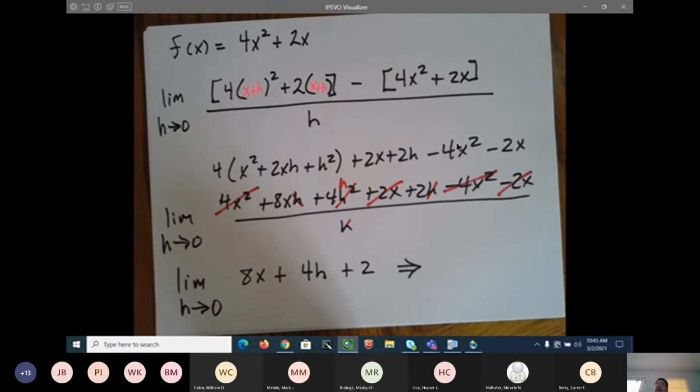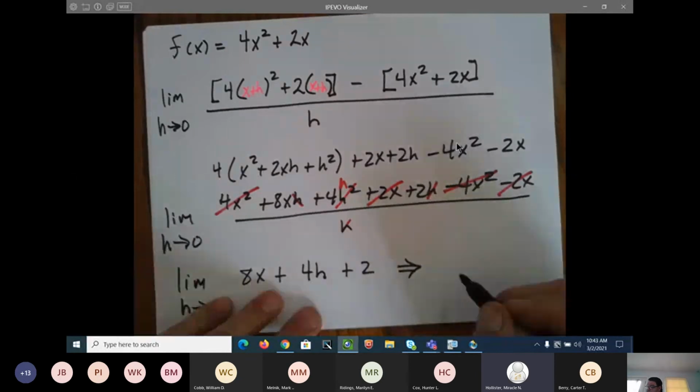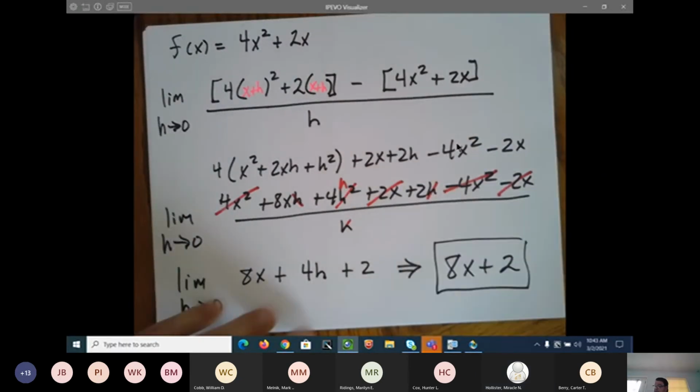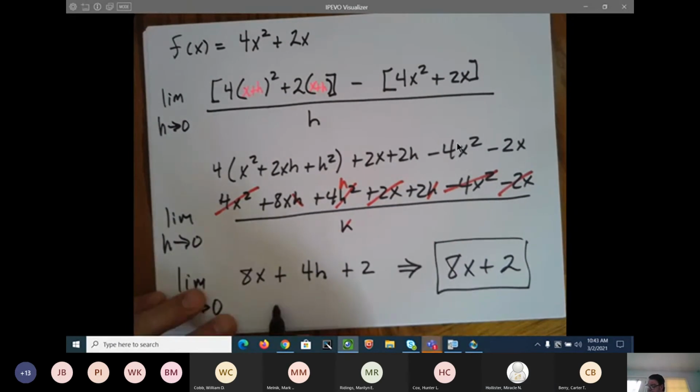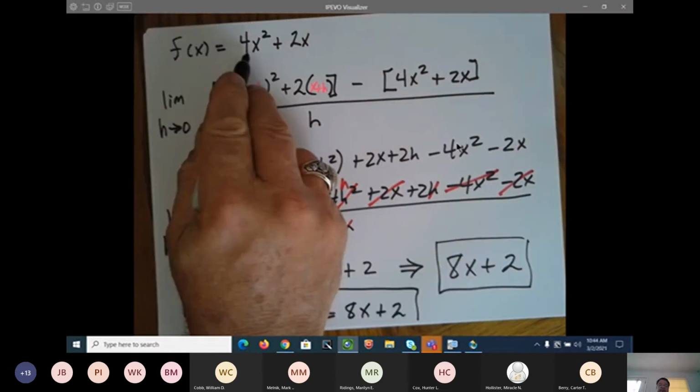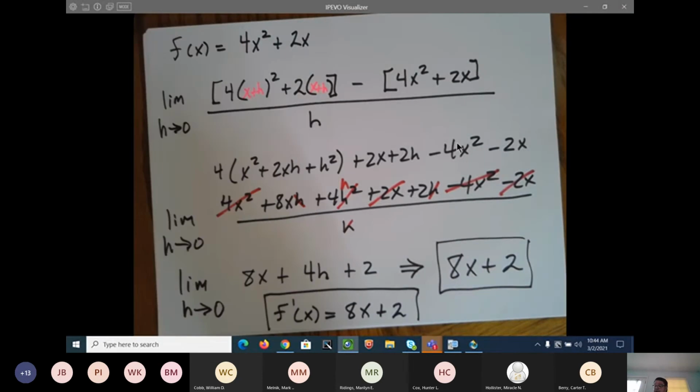That means I want somebody to say something. I got 8x plus 2. Is that wrong? You are correct. 8x plus 2. This is f prime of x. That is the equation for the tangent line at any point on this curve. I'm sorry, yeah, on this curve.